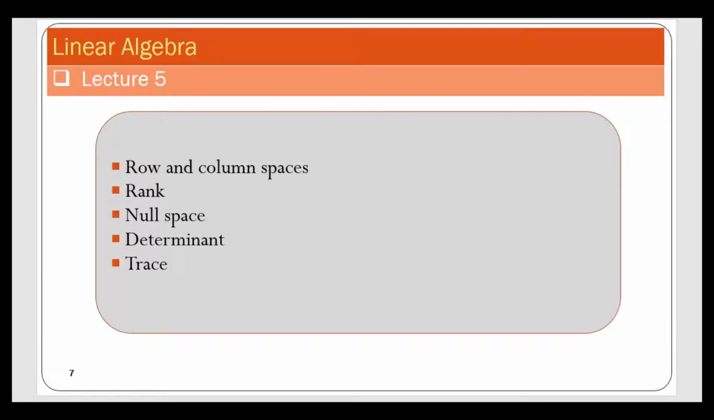Another lecture of the course Mathematical Aspects of Biomedical Electronic System Design. We will continue with our study of linear algebra. In particular, in this lecture, we will look at row and column spaces, rank, null space, determinant, and trace. So let us begin the lecture.